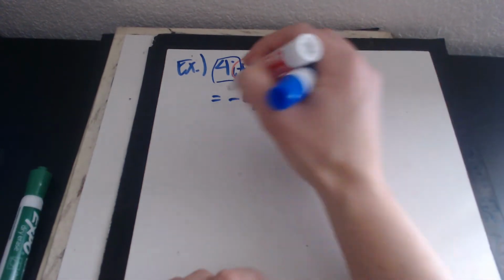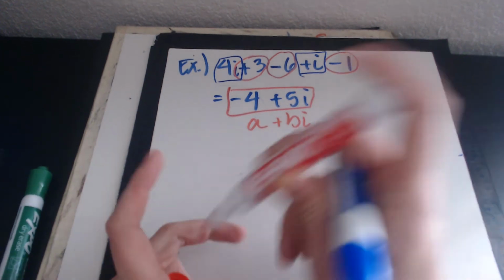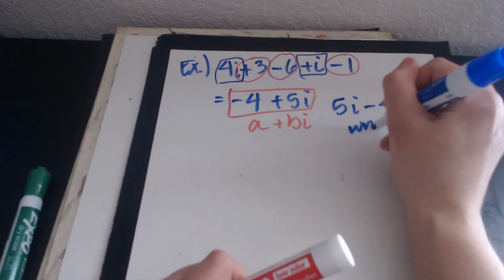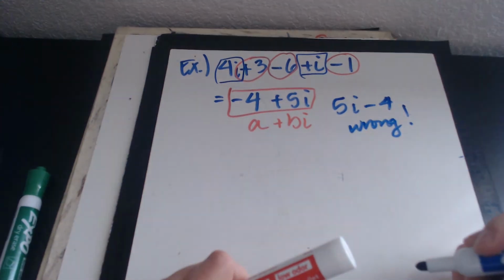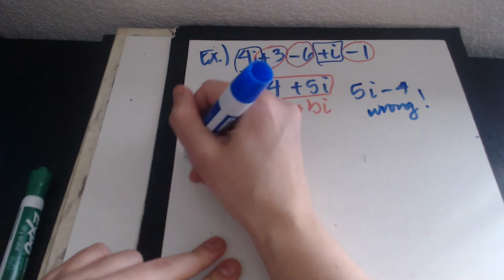Now very important that you understand that this answer has to be written in a plus bi form. So if you were to write this as 5i minus 4, this would be wrong. It has to be written in that order. All right, that's adding and subtracting, easy peasy.